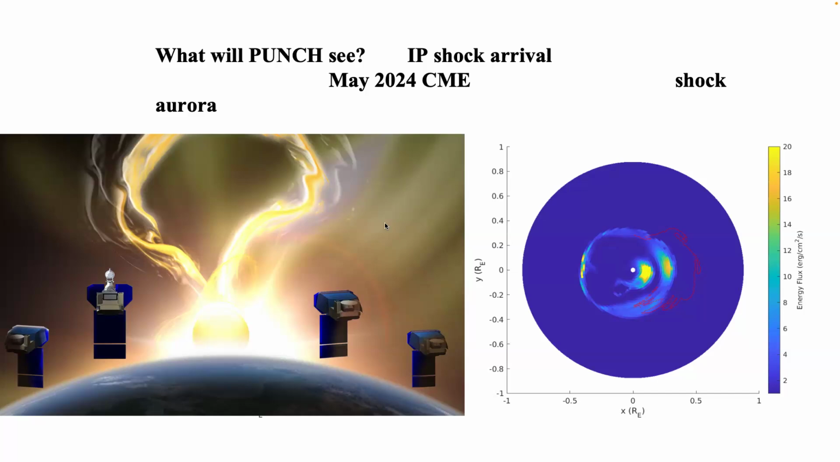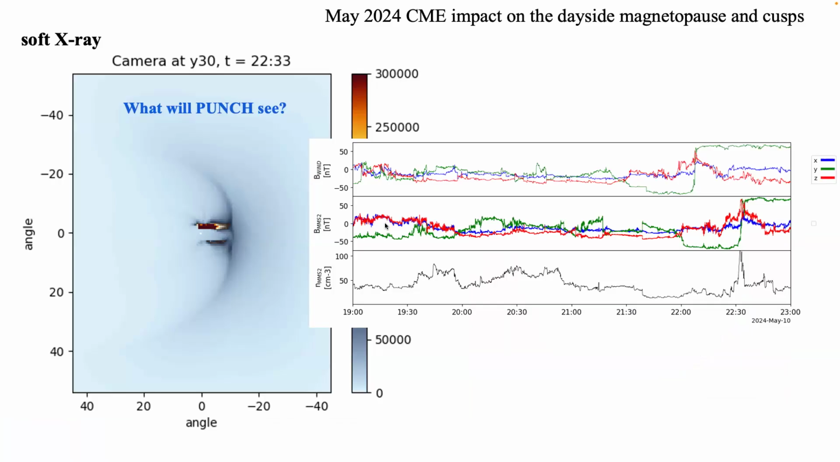This case is the May 2024 CME, the huge one. And just a case, look at the shock aurora on the day side, again, in PUNCH's field of view. And this is when MMS on the day side sees this huge density pulse all the way beyond 100 per cc. And with that soft X-ray imaging, the 2 cuts were almost parallel, and you can see the magnetopause.